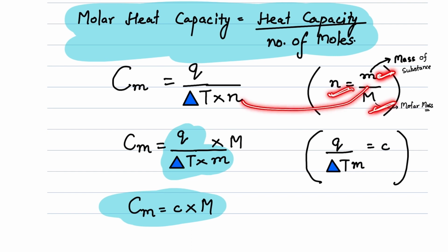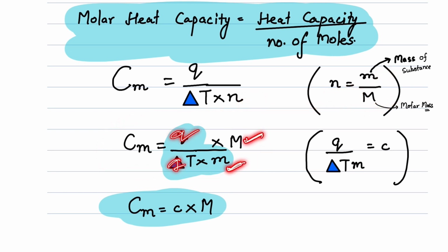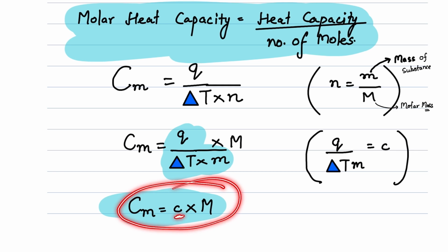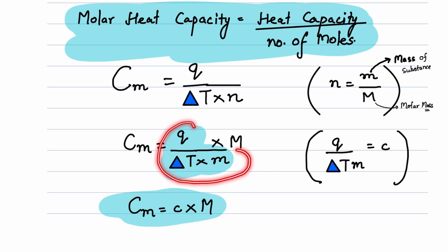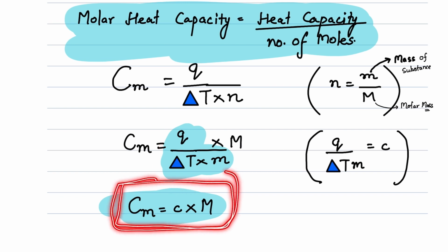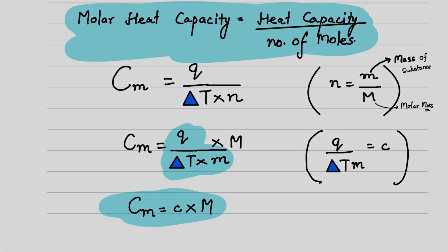We can replace the value of n. So our formula becomes Cm is equal to Q by delta T into capital M by small m. So I can say this Q by delta T into m is nothing but C. So molar heat capacity is equal to C multiplied by capital M. This is important for numericals. We are replacing Q by delta T into m by C. So Cm is equal to C multiplied by capital M.